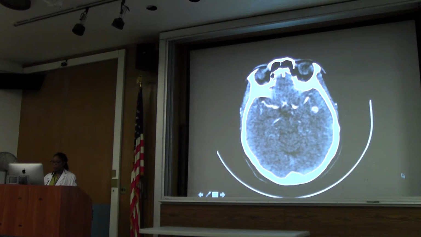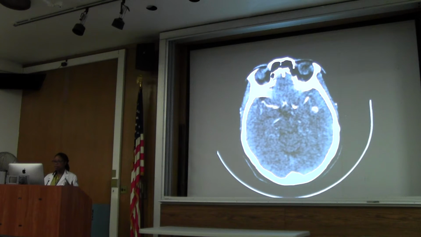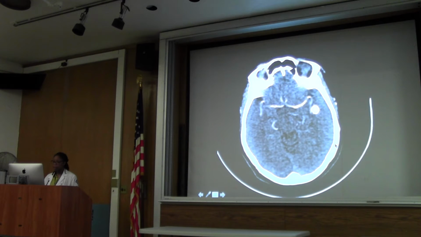And just to kind of show you an idea of how these things look on CTA. So here we see the normal ACOM, anterior communicating artery here, normal MCA branches here, and then as we go down, keep your eye on the left, you can see that this blob becomes bigger and bigger.